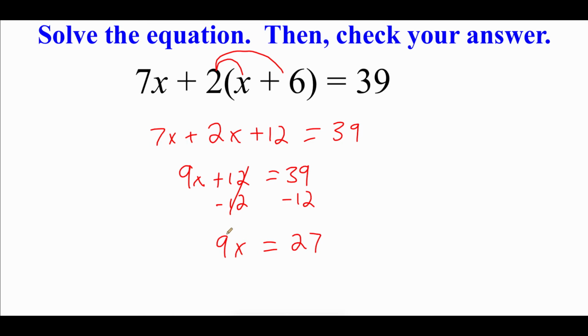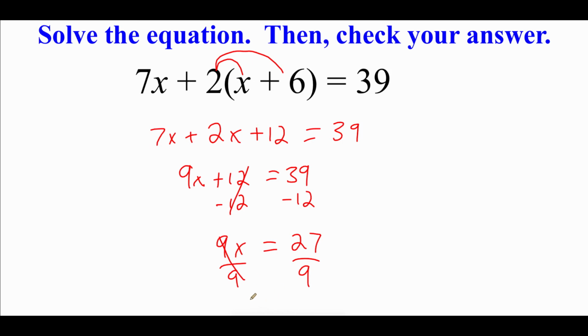Now, 9x really means 9 times x. So to get rid of that times 9 happening in there, the opposite of multiplying is dividing. So I'm going to divide the left-hand side by 9 to get that 9 to cancel out. But whatever I do to one side, I also have to do to the other side. So I need to take 27 and divide it by 9 as well.